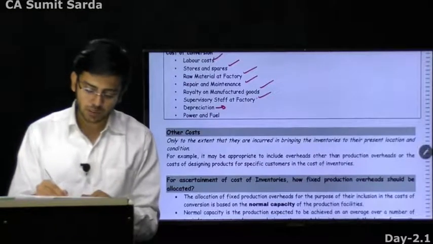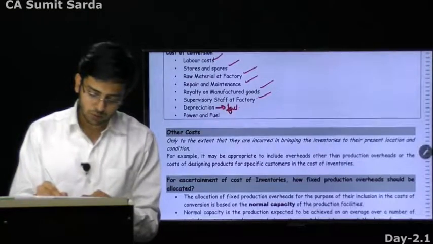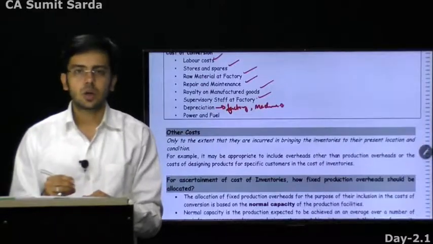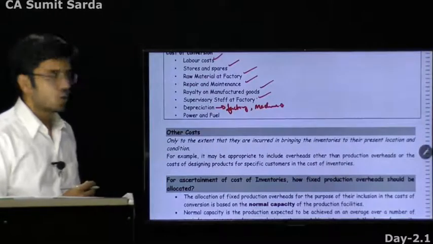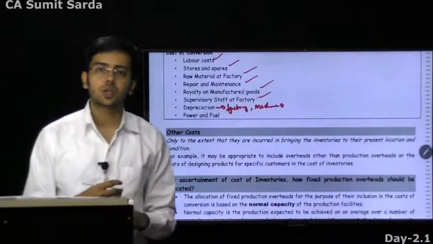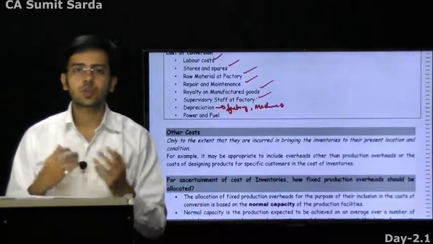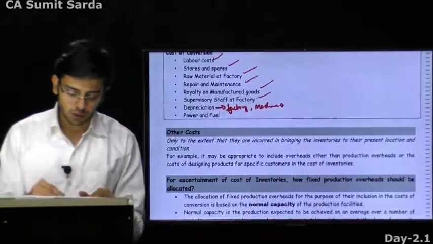supervision, depreciation, but depreciation of, let's say factory, let's say machines, not of office furniture. Office furniture depreciation cannot be included as a cost of inventory, but definitely machines cost, anything that is used in production, depreciation can be included. Power and fuel.